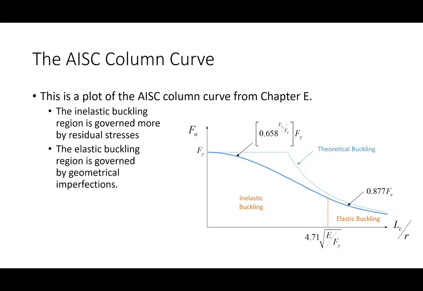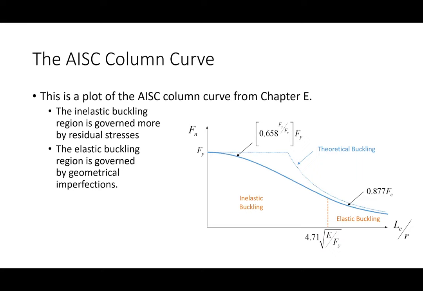Basically, what the spec is saying is that if you have a column that's really, really slender, I mean, we're talking toothpick slender, then there's not as much ability for the column to develop yielding level stresses. So the column's going to behave elastically. And so the capacity in this elastic range is going to be what we calculate from the theory, reduced a little bit, reduced by 87.7%. Why are we reducing it?